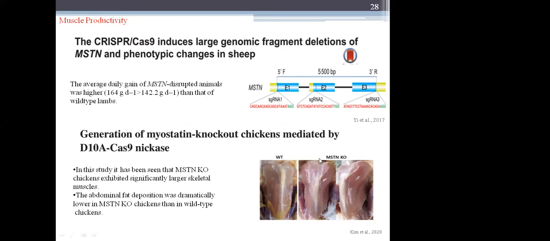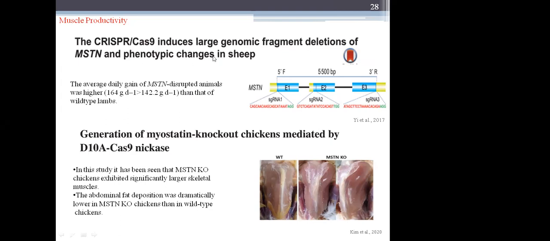So these are mostly work from the labs or published papers. Then muscle productivity, which is another very huge application of this technique. In this one, it is MSTN. MSTN is the myostatin gene, and it is a negative regulator of the muscles. When this gene is disrupted and MSTN protein is not formed, it has been seen that animals or birds have more muscle mass.